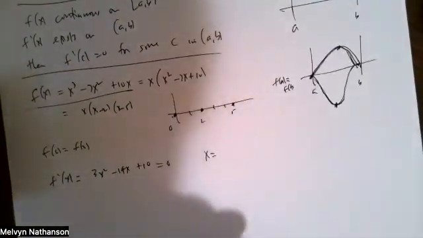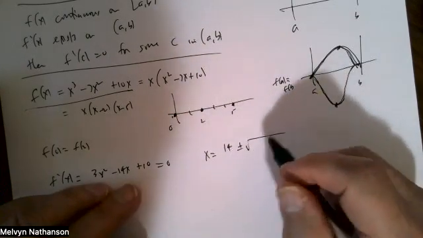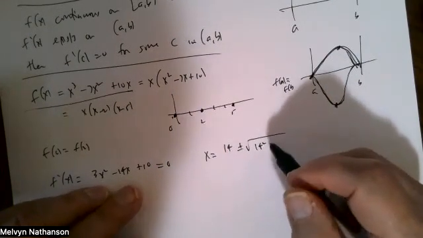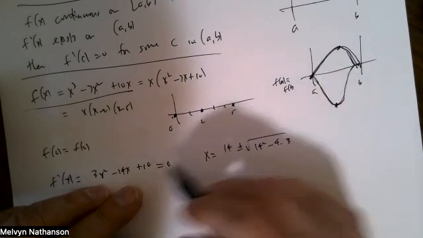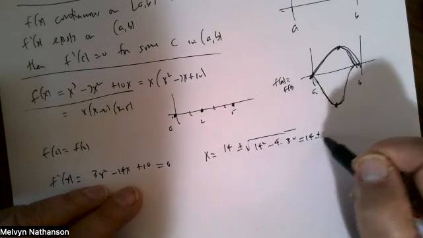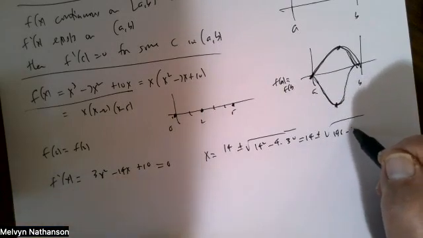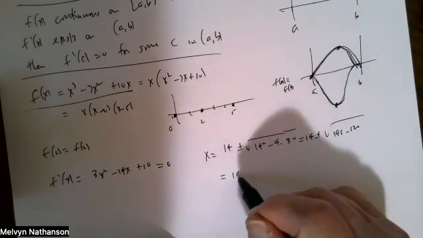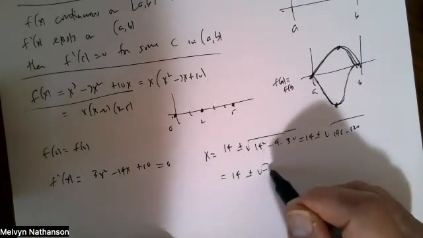Minus b plus or minus the square root of b squared minus 4ac, all over 2a. So minus b is 14, plus or minus the square root of b squared minus 4ac. a is 3 and c is 10, so 4 times 30. That's 14 plus or minus the square root of 196 minus 120. That's 14 plus or minus the square root of minus 4.